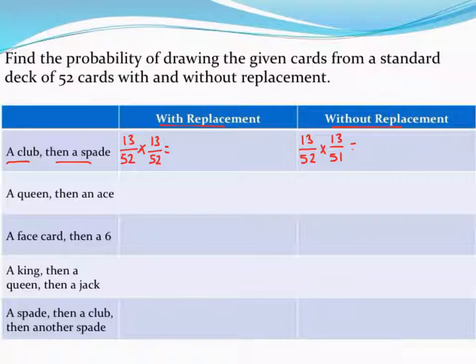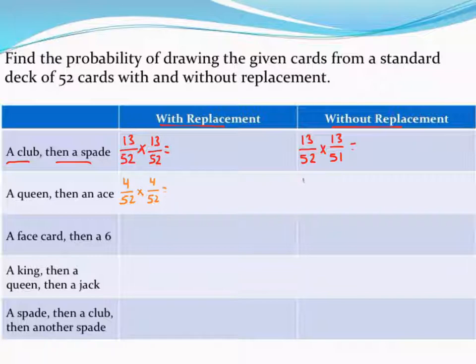Okay? Next situation, let's pull a queen and then an ace, first with and then without replacement. So there's 4 queens in a deck out of 52. I put that card back in the deck, so there are 4 aces out of 52 cards still. And again, I'll get my final answer at the end. Our counterpart situation is, let's not put the queen back in.